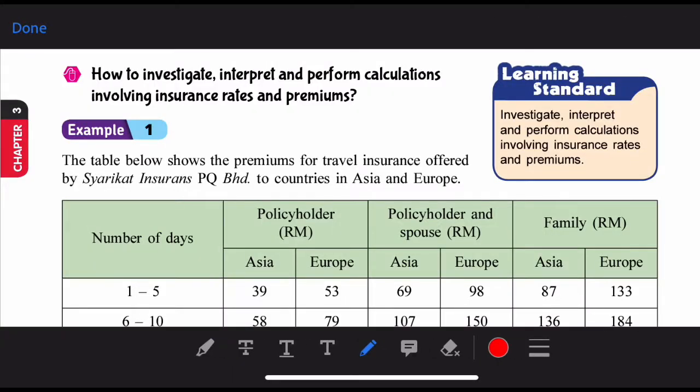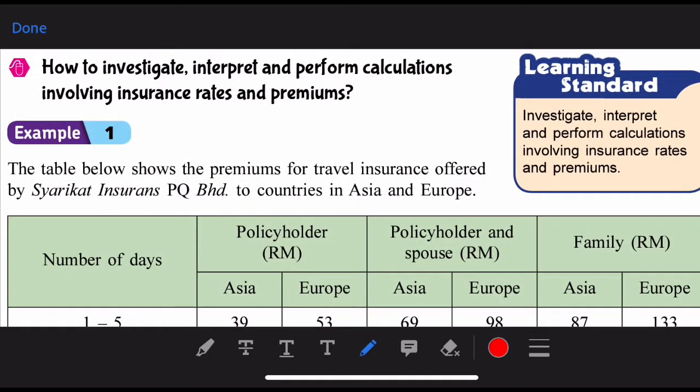Hello everyone. Today we will discuss how to investigate, interpret, and perform calculations involving insurance rates and premiums.